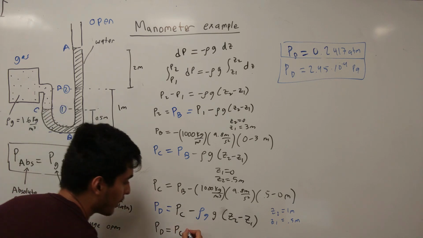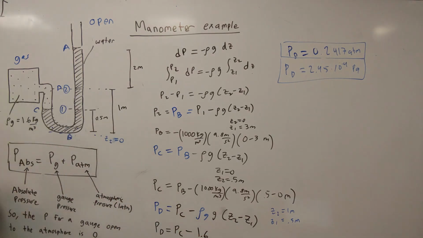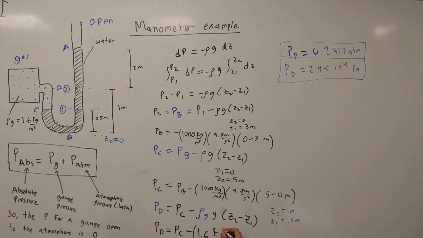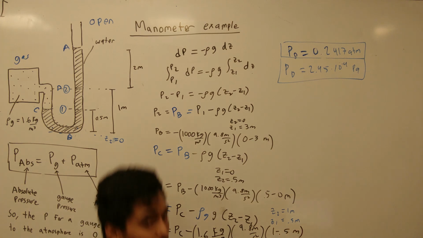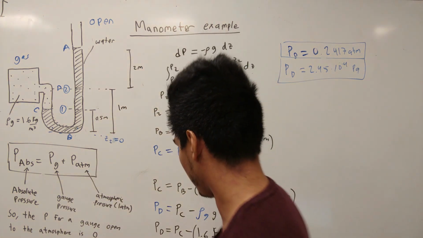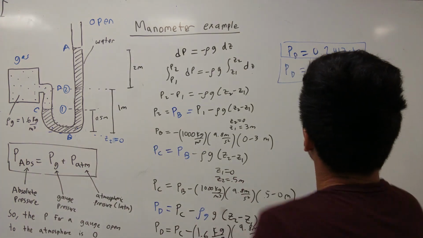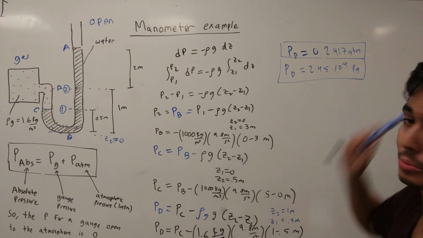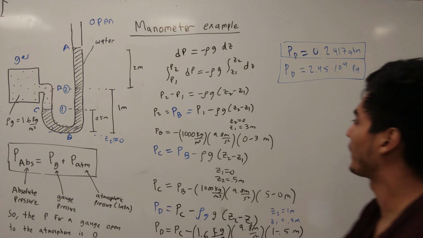which we solve for here, minus, this is 1.6 kilograms per meter cubed, times the gravitational constant, 9.8 meters per second squared, times 1 minus 0.5 meters. Alright? And if you plug all that stuff in, you will get an answer of 0.2417 atmospheres, or 2.45 times 10 to the 4 pascals.